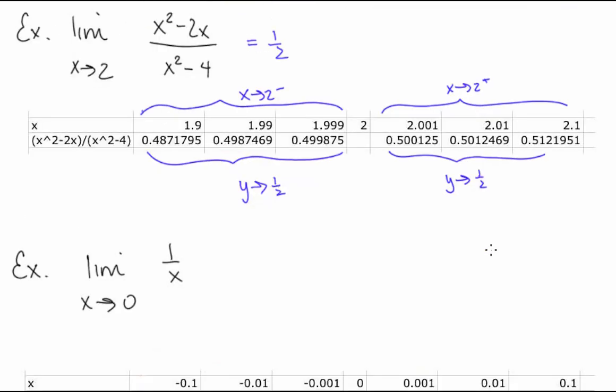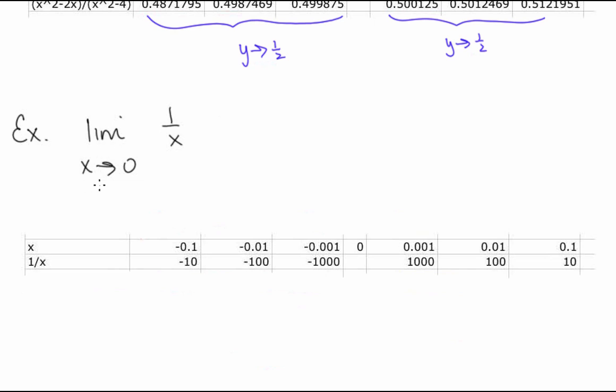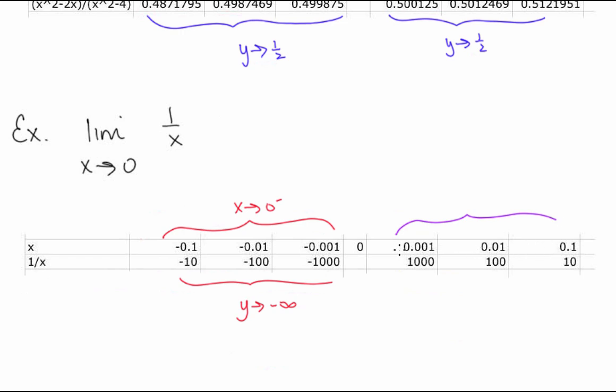Let's take a look at another. The limit as x goes to 0 of 1 over x. Here we have x values approaching 0 from the left. And the y values are approaching negative infinity. Here we have x values approaching 0 from the right. And the y values are approaching positive infinity. So notice we have a different left limit than we do a right limit.